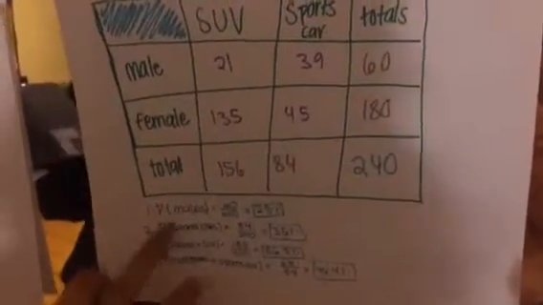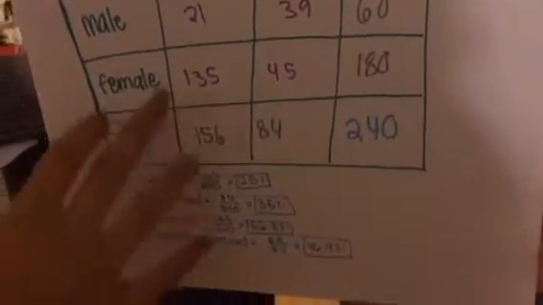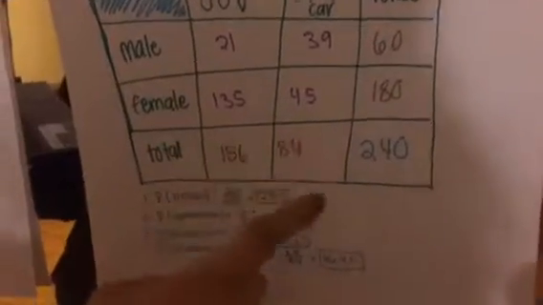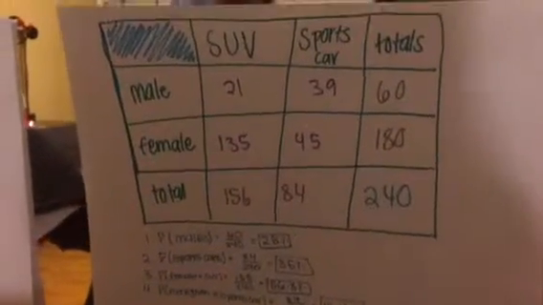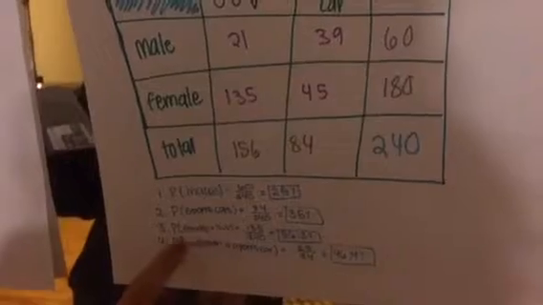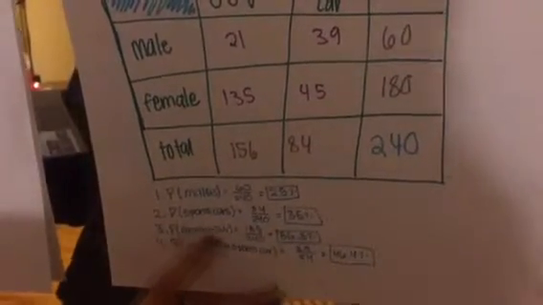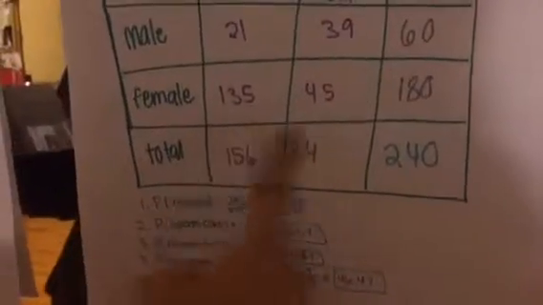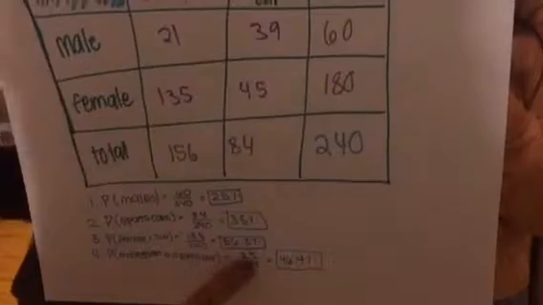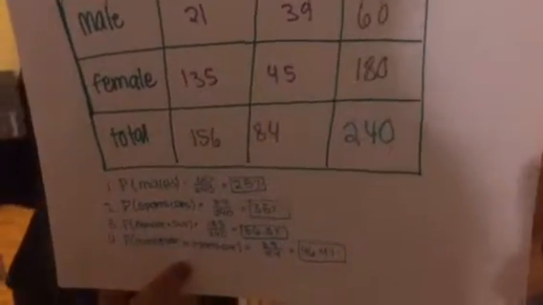So P of males means how many males over the overall total. So it would be 60 over 240, and you make that into 25%. Same thing for P of sports cars, that equals 35%, and then P of female and SUV. Female SUV leads you down to 135. You put it over 240, and it equals 56.3%.